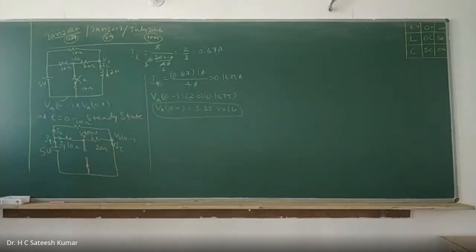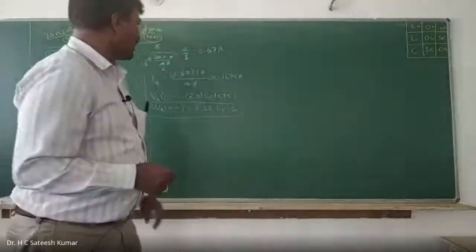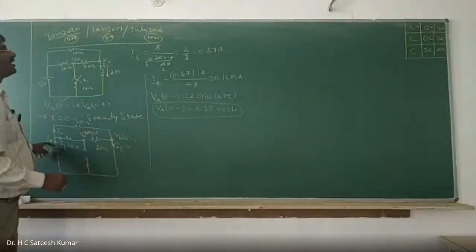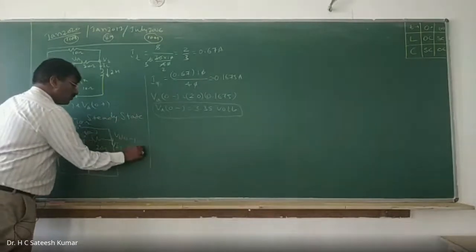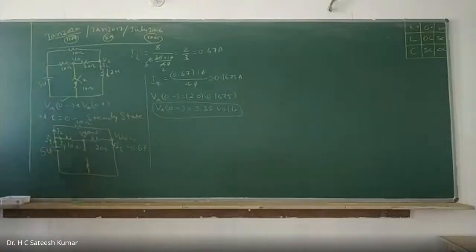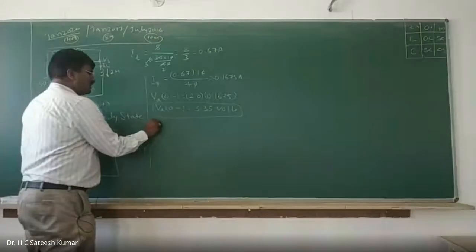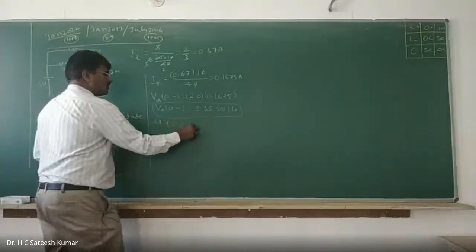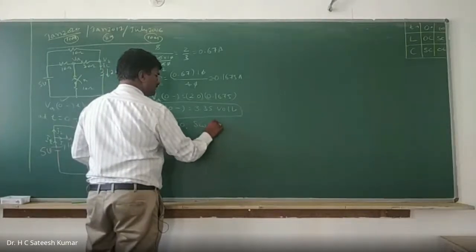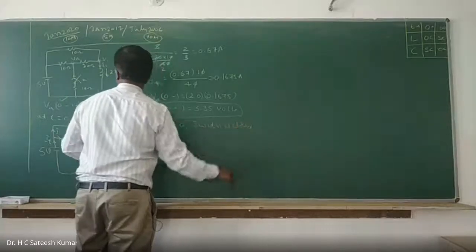Next is VA0 plus, we need to calculate. So what we should do? Okay, right. At the same time, what will happen? This IT is equal to how much? IT we have calculated 0.67. Now, what has happened after reaching the steady state? Now switch is what? At t is equal to 0, switch is opened. Switch is opened or switch is closed? Switch is closed. If the switch is closed, what will happen?